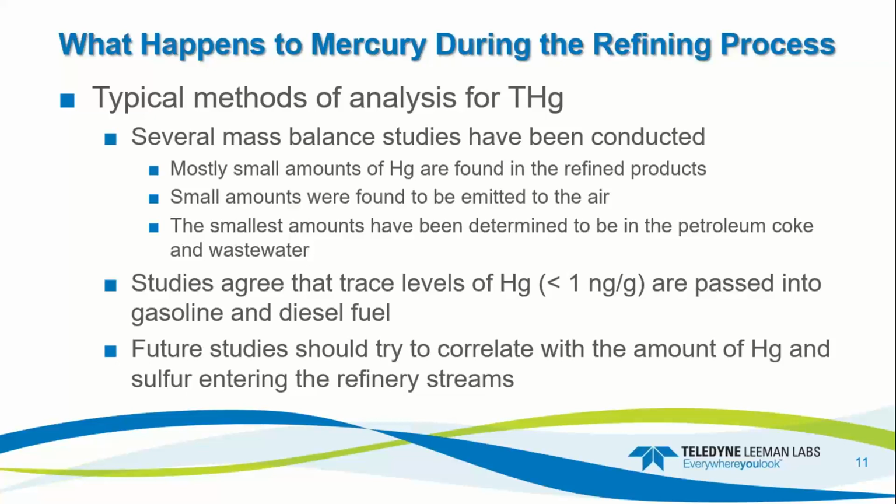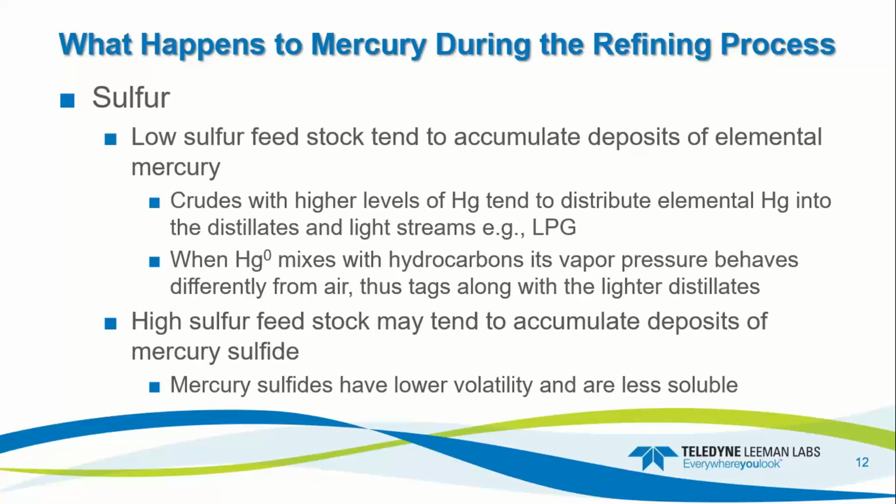But future studies should correlate the amount of mercury and sulfur entering the refinery stream. So do they correlate together? Does one or the other help reduce risk, and/or less sulfur in fuels and so forth? Low sulfur feedstocks tend to accumulate deposits of elemental mercury.